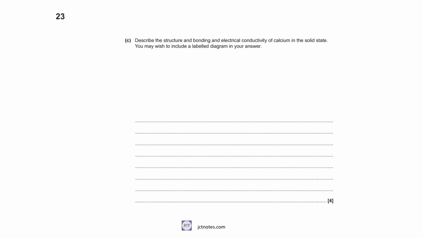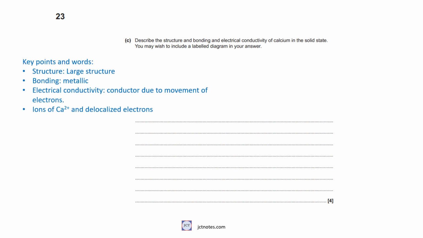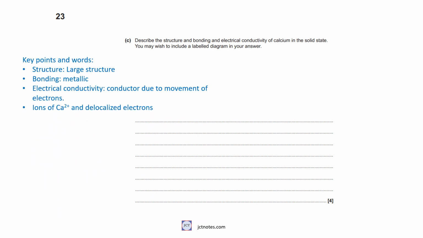In part C of question 23, we are asked to describe the structure, bonding and electrical conductivity of calcium in the solid state. We may include a diagram. The key points and words are: first, it is a large structure. Second, it is metallic bonding. Third, the electrical conductivity is due to the movement of electrons. Fourth, it can be considered as a structure of ions of calcium 2+, surrounded by delocalized electrons.